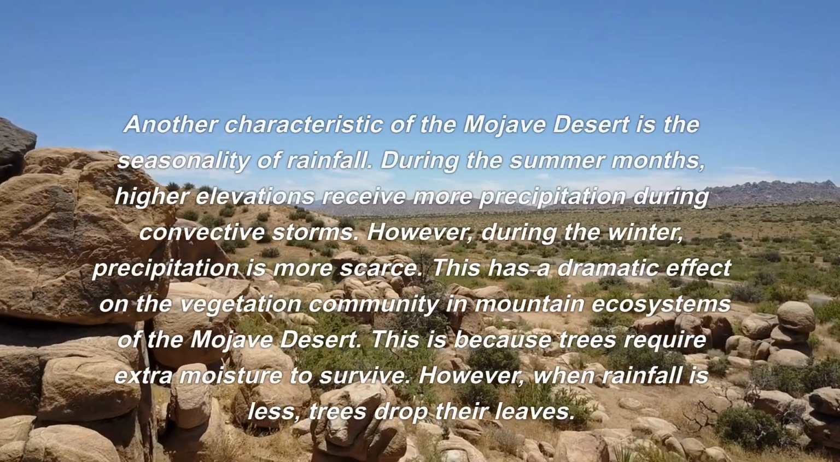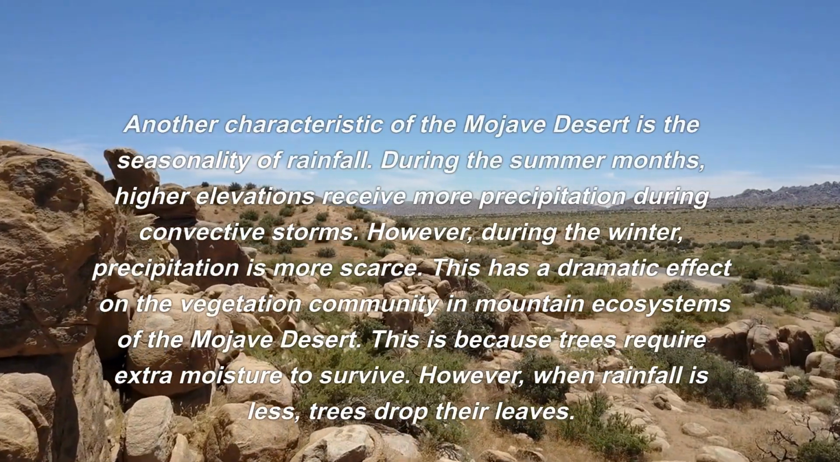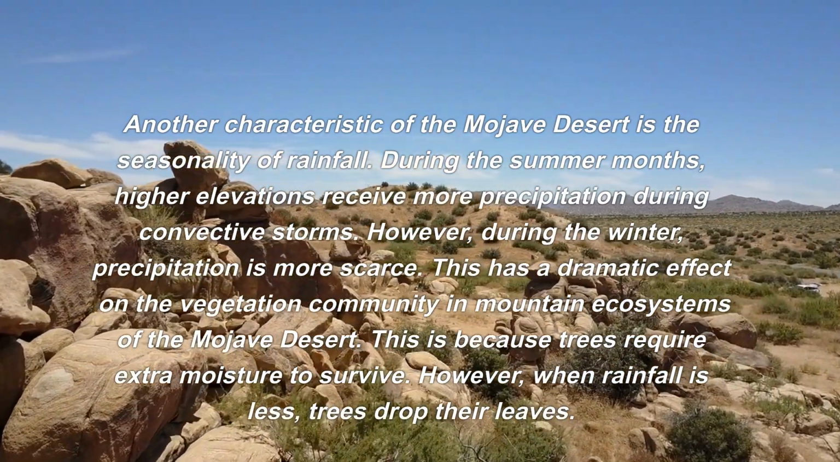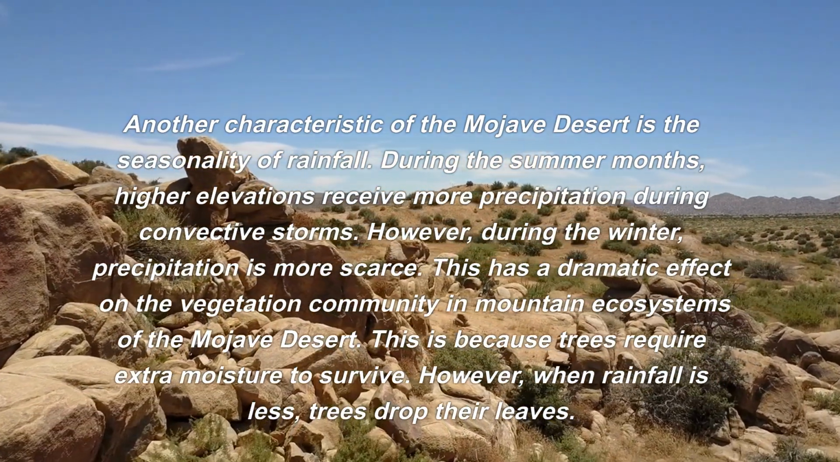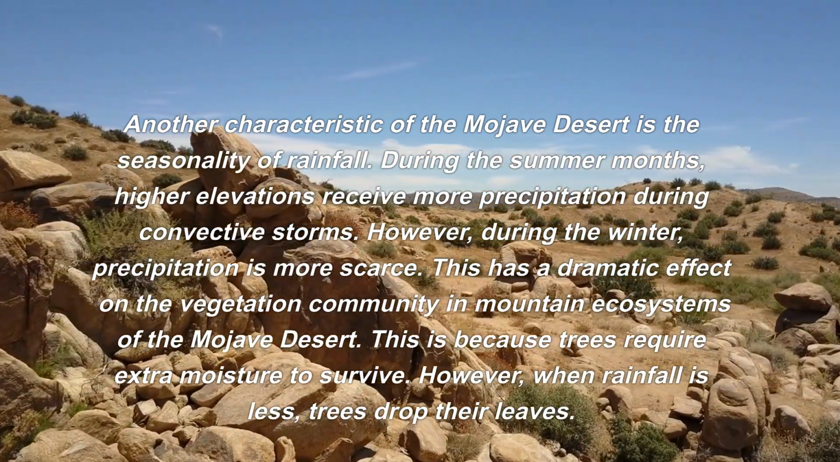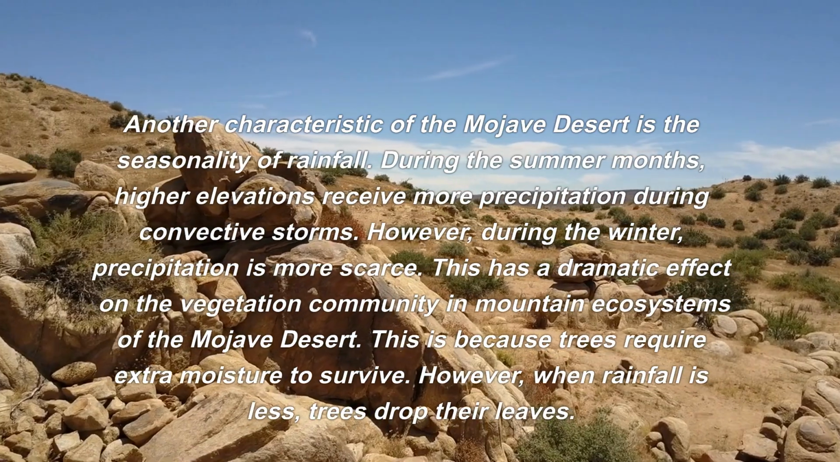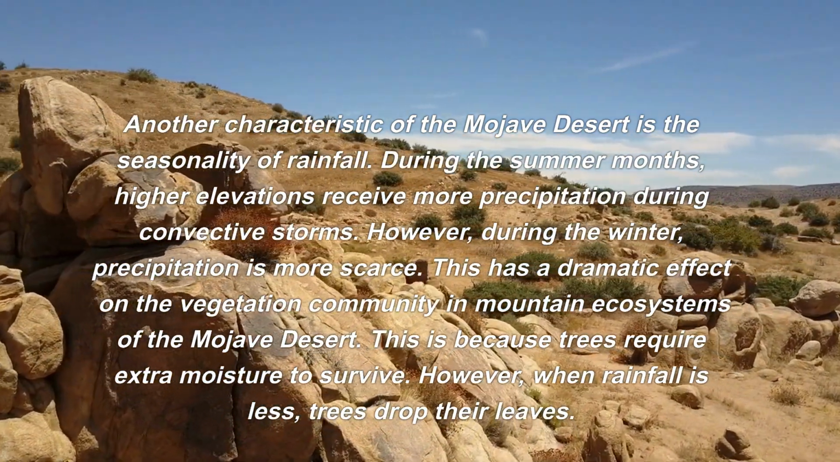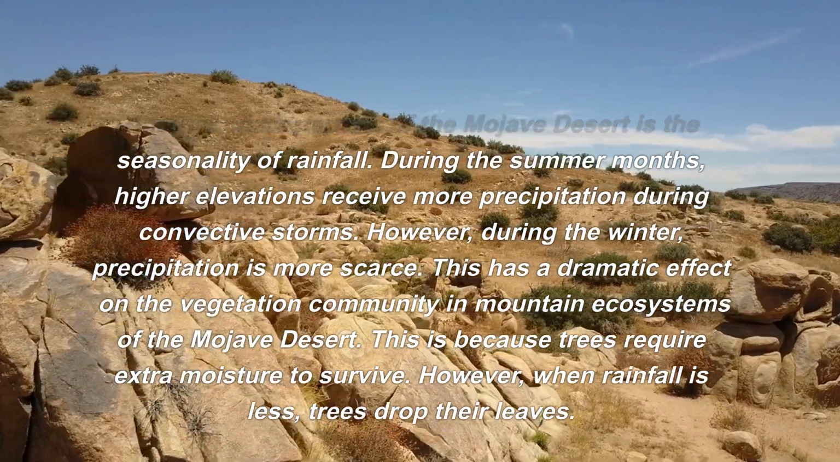Another characteristic of the Mojave Desert is the seasonality of rainfall. During the summer months, higher elevations receive more precipitation during convective storms. However, during the winter, precipitation is more scarce. This has a dramatic effect on the vegetation community and mountain ecosystems of the Mojave Desert.